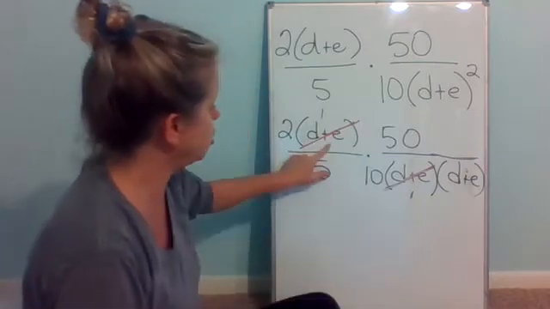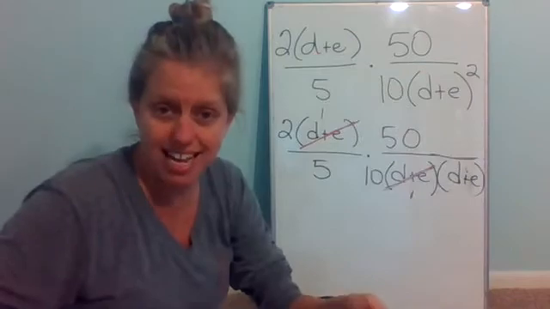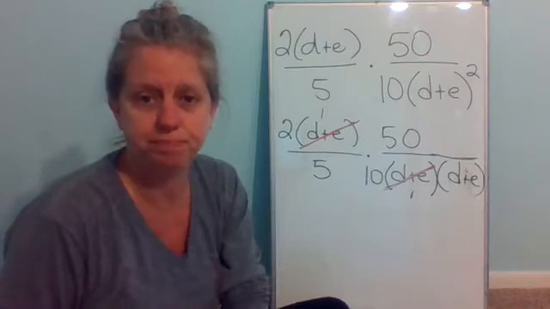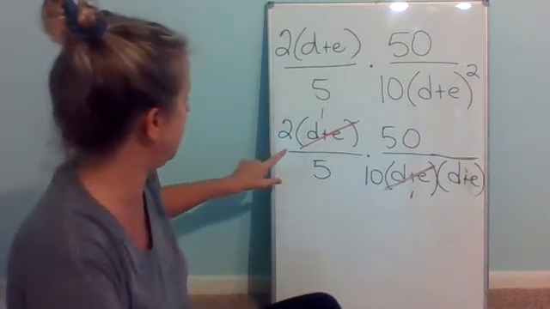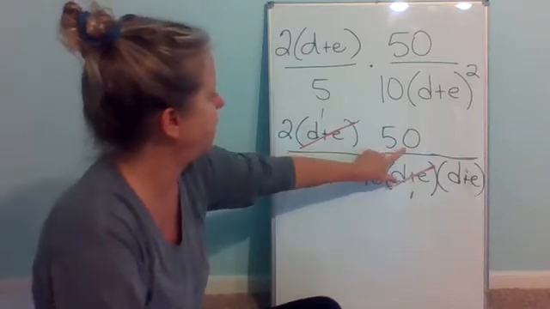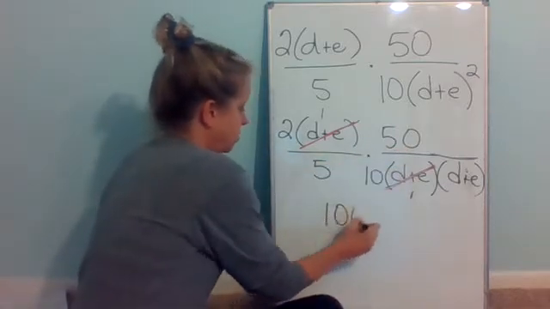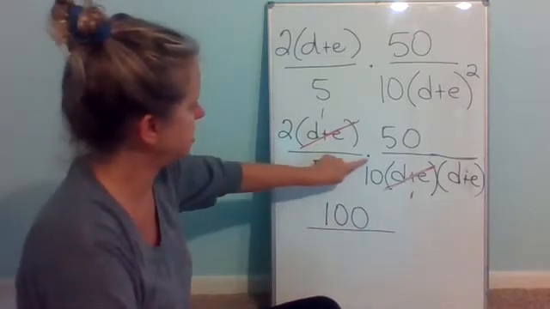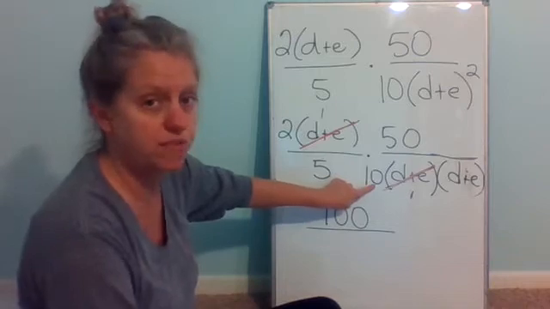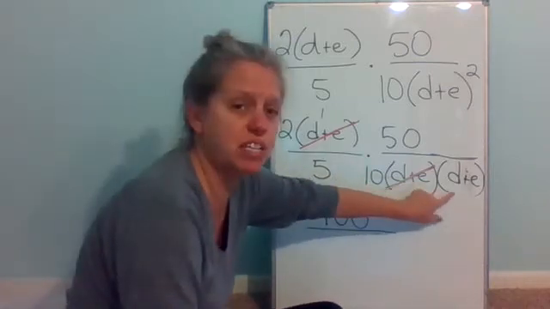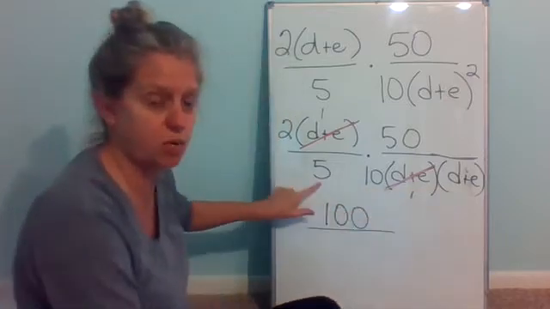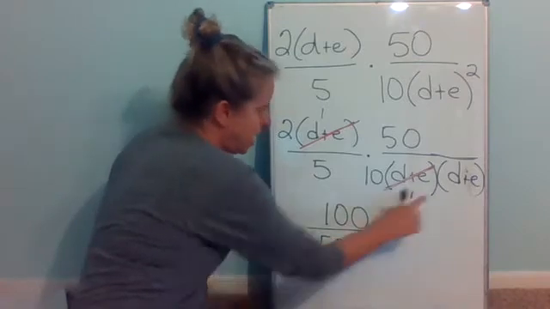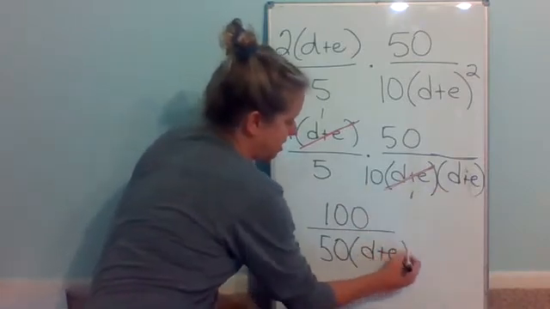So what you're going to do after you cancel any parentheses that you can that are the same in the top and the bottom, then you're going to multiply. So let's see, what do you have left up top? I've got 2 times 50, so that gives me 100, over, what do you have in the bottom? 5 times 10, which is 50, and I still have this (d plus e), so I've got to write that.